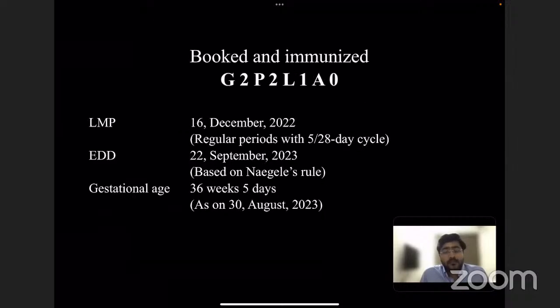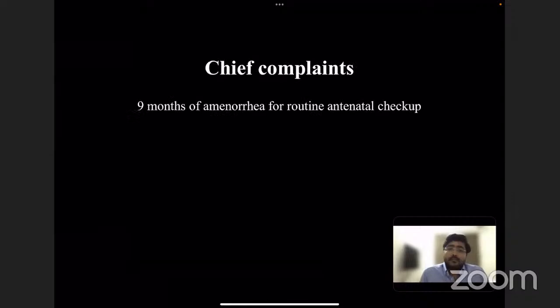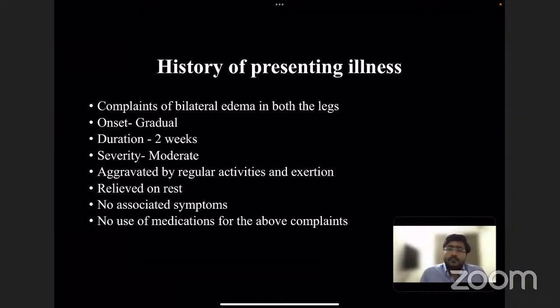She's a booked and immunized case with Gravida 2, Para 2, Live 1, and Abortion 0. Her LMP was on 16th December 2022. She has regular periods with a 28-day cycle. Her expected date of delivery based on Naegele's rule is 22nd September 2023. Her gestational age as of today is 36 weeks and 5 days. Her chief complaints are 9 months of amenorrhea and she has come for a routine antenatal checkup. History of presenting illness: she also has complaints of bilateral edema in both her legs.